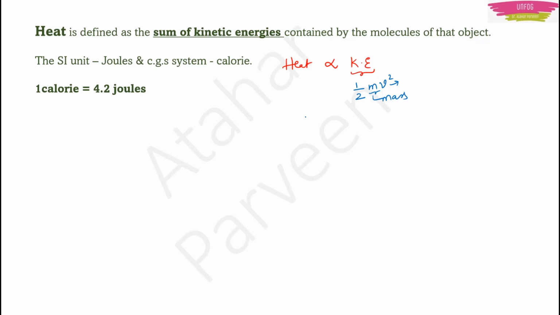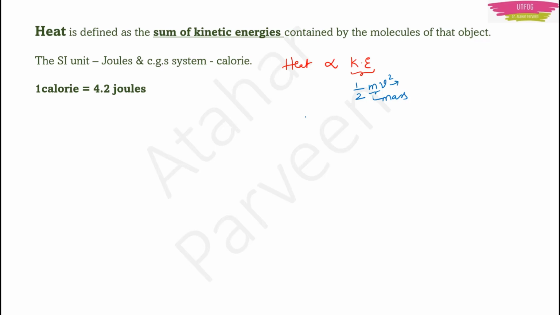Now we are told that 1 calorie is equal to 4.2 joules, right? So this number is very, very important. You need to use this value if you have to convert the heat energy into calories or into joules. If one value is given with a certain unit, you can convert it into the other unit.